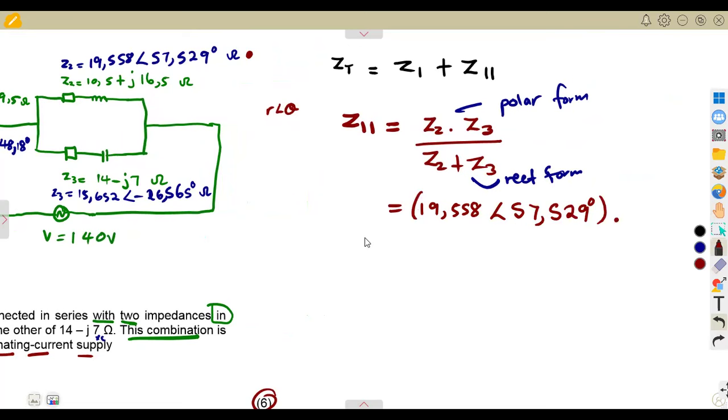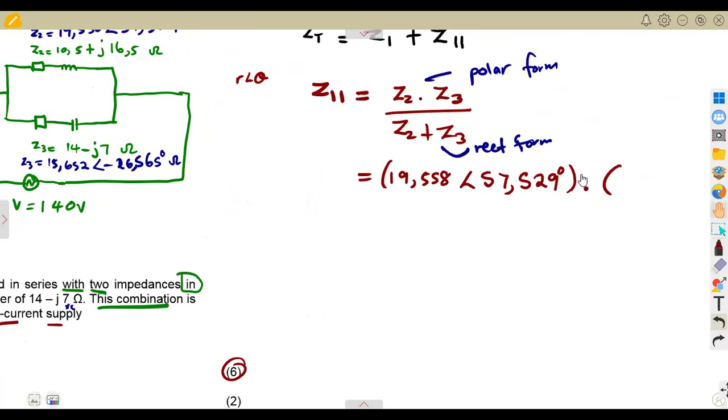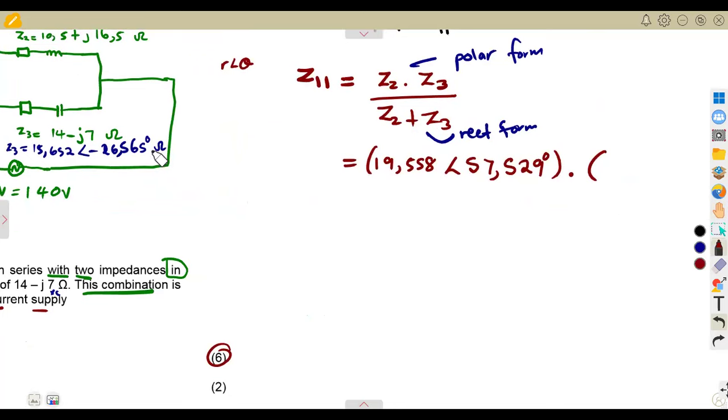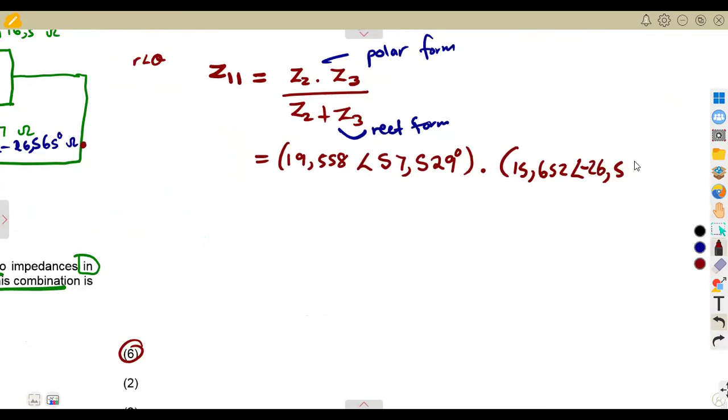You do not have a way, you have to calculate these values. Then Z3 in polar form. So you consider Z3 in polar form, that is 15.652, then the angle, that is minus 26.565. All right, we also have the angle there.